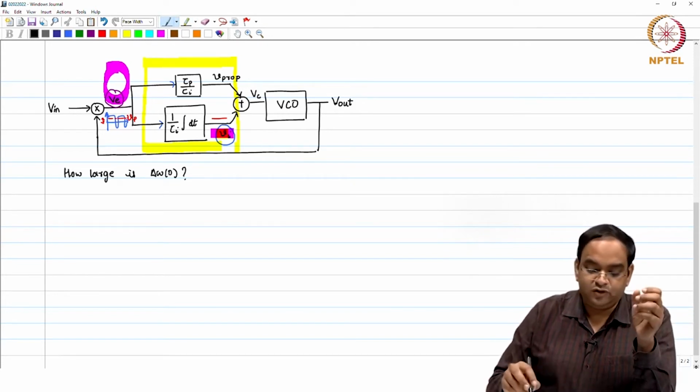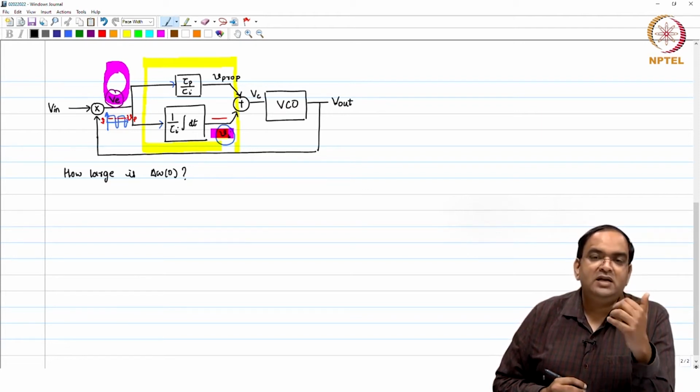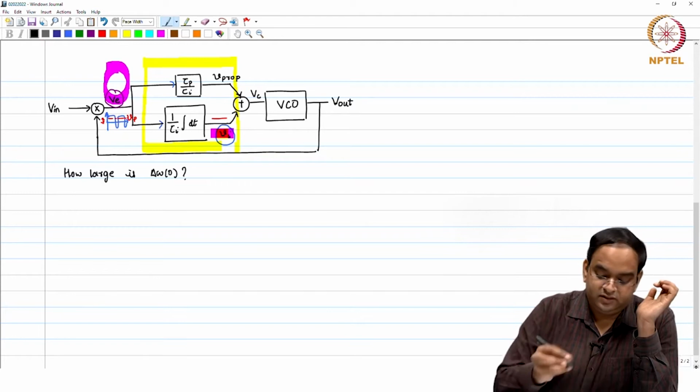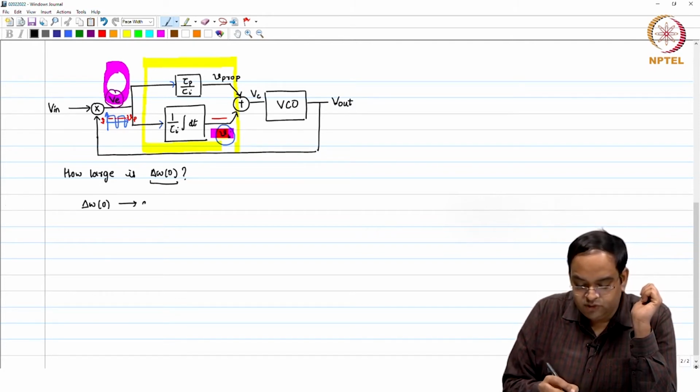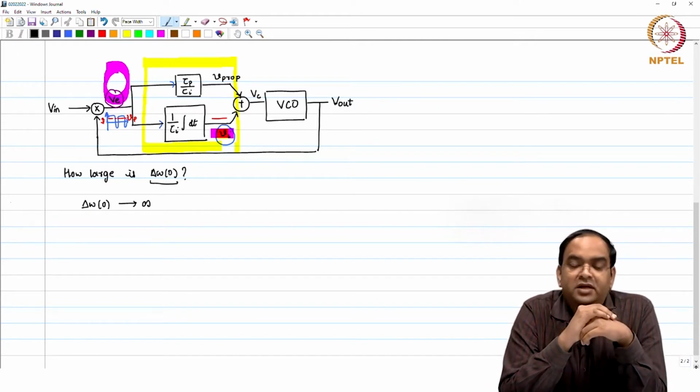At the end, if this loop is in closed loop, it is going to acquire any frequency which you need. So, there is no limit on delta omega 0. Actually, delta omega 0, your pull in range tends to infinity. There is no limit.